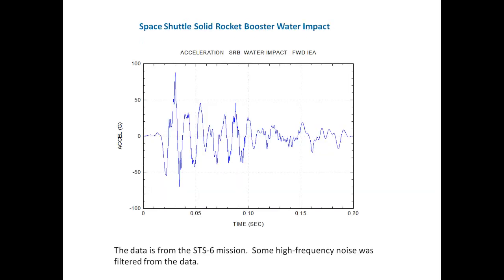So we have some actual data, and this is from a space shuttle solid rocket booster water impact. There were 2 IEA boxes, large avionics boxes, one mounted in the forward end and the other in the aft end of each booster. So we have acceleration in g and time in seconds. This is data from the STS-6 mission, if you're a space shuttle fan. And I have a little note: some high frequency noise was filtered from the data.